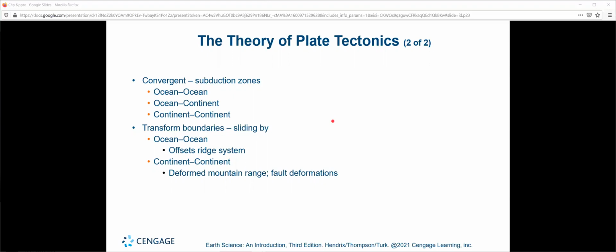They happen on ocean and continent. They tend not to happen on continent and ocean, although I'm sure that does happen and is possible. But ocean and continent are the more interesting ones.